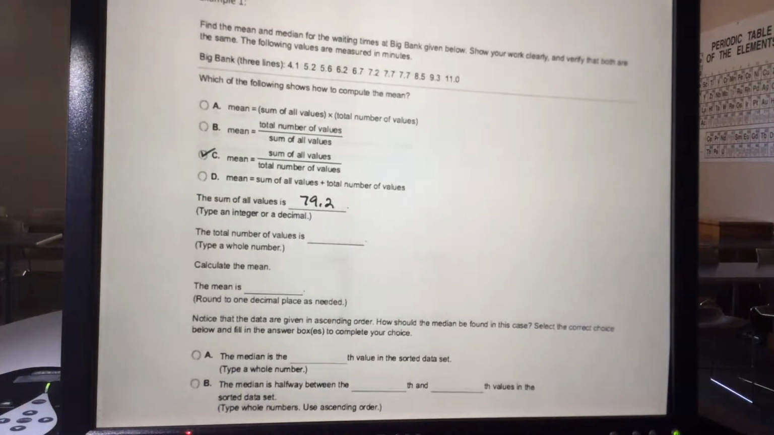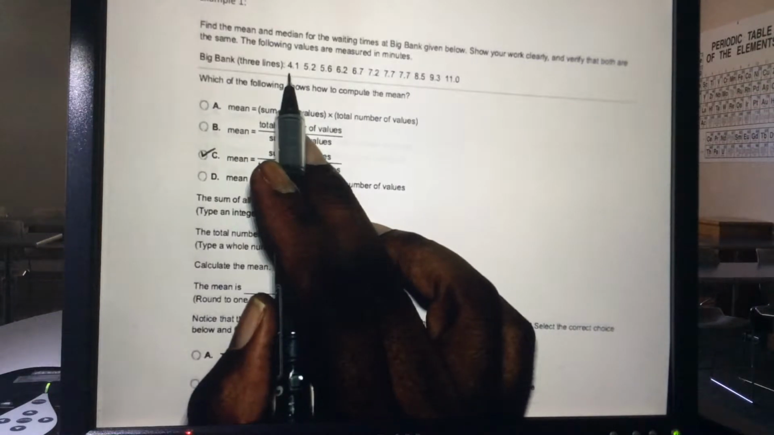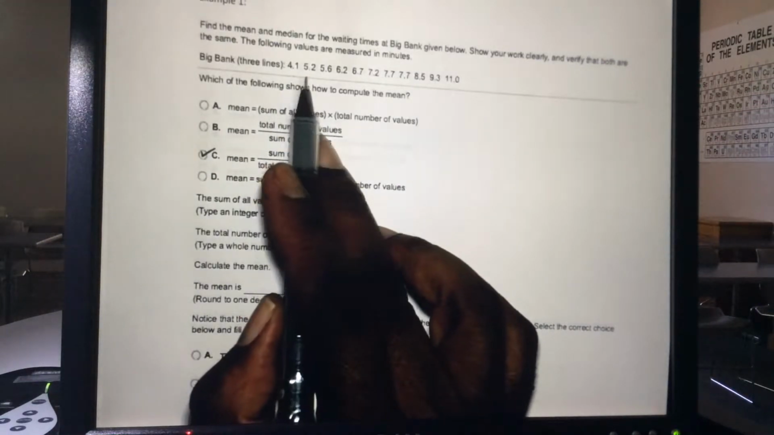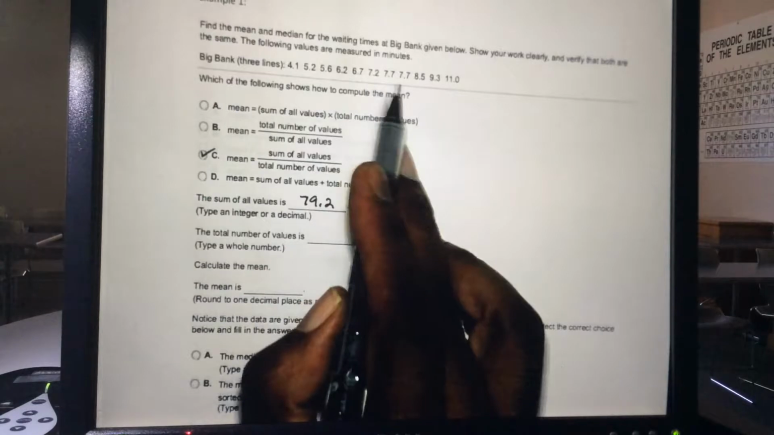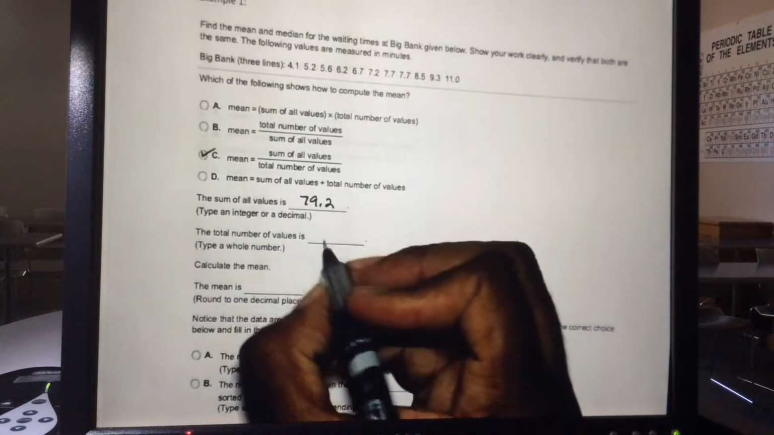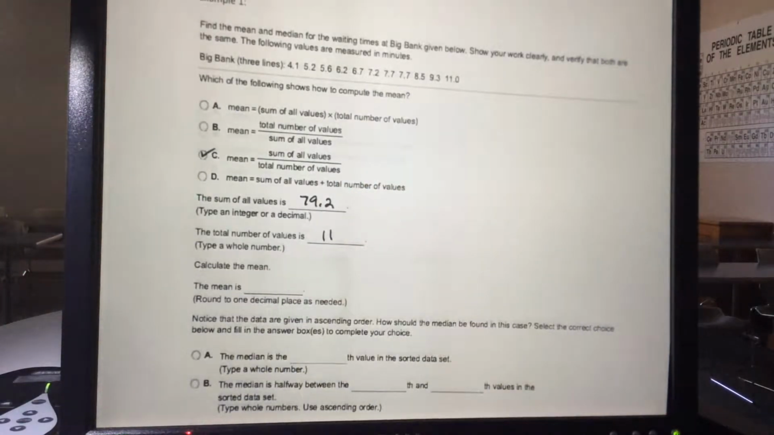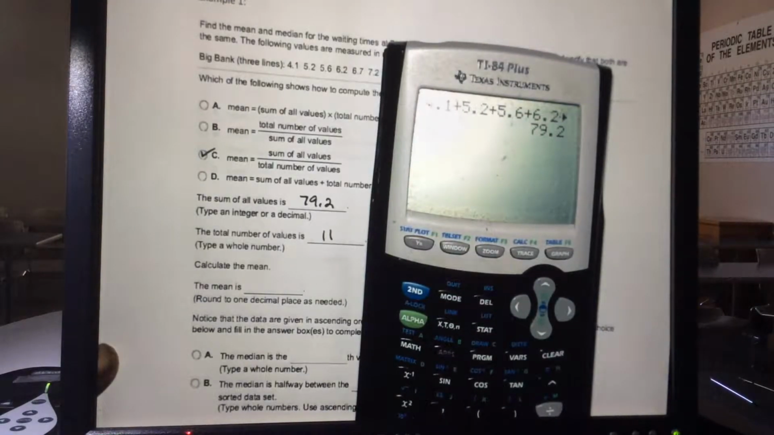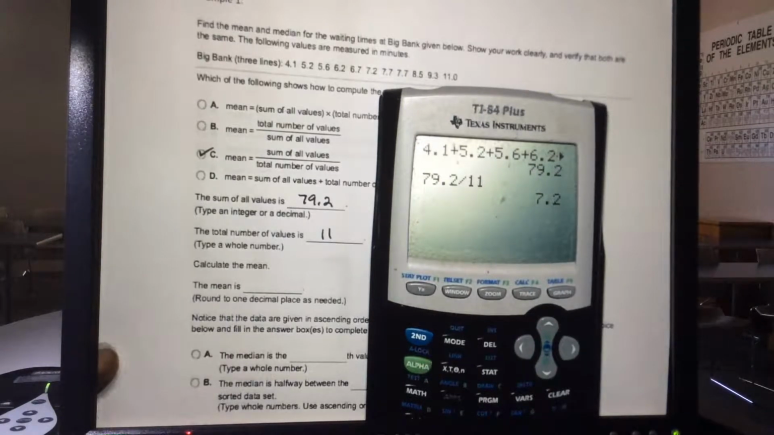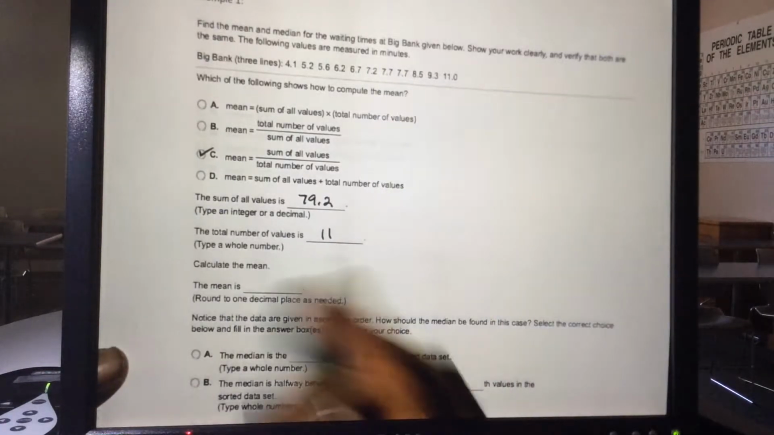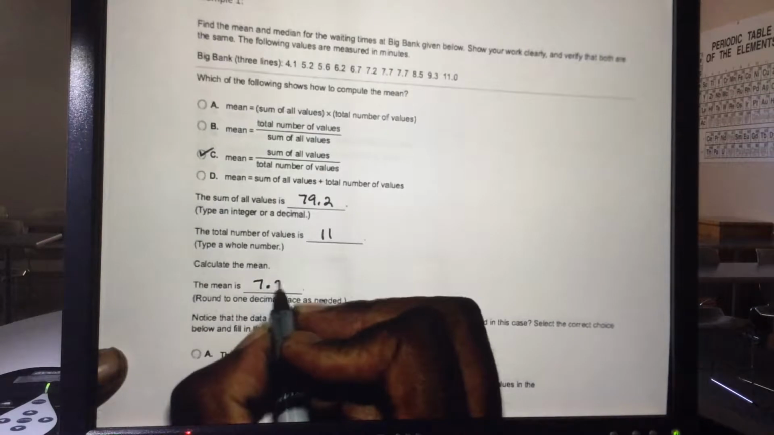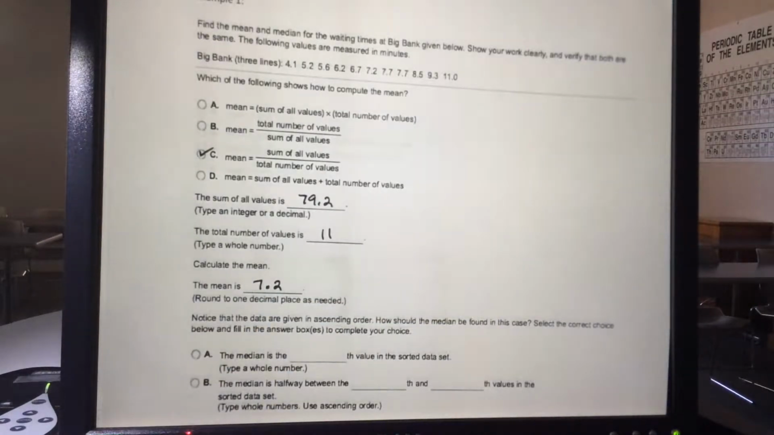The total number of values is, well, let's count up how many data values that we have here. So we got 1, 2, 3, 4, 5, 6, 7, 8, 9, 10, 11. We have 11 data values. Now let's calculate the mean to 1 decimal place. So if I take 79.2 divided by 11, you'll get 7.2. So the mean is 7.2.